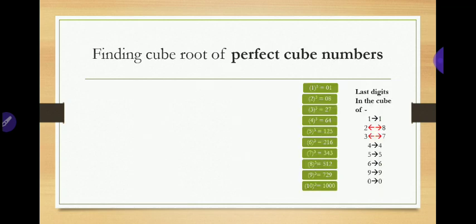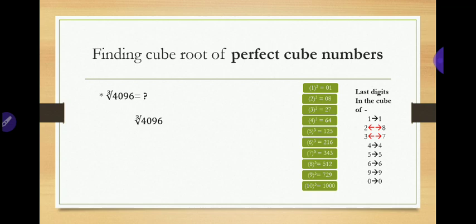Just remember this table: the last digit in the cube of 1 is 1, and 2 and 8 are interchangeable. That means the last digit of the cube of 2 is 8, whereas the last digit of the cube of 8 is 2. For 3 and 7 also vice versa, for 4 it is 4, 5 is 5, 6 is 6, 9 is 9 and 0 is 0. So let us take one example and understand the procedure to find the cube root of a perfect cube number. 4096 is the example and we have to find its cube root.